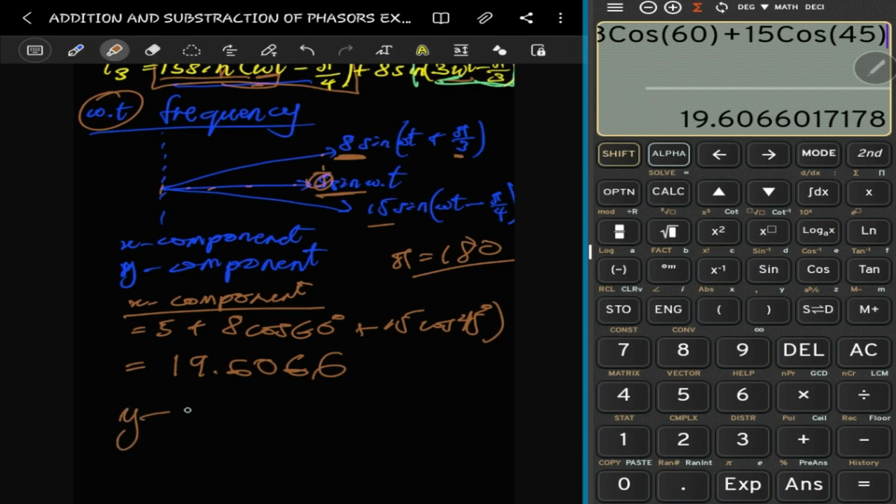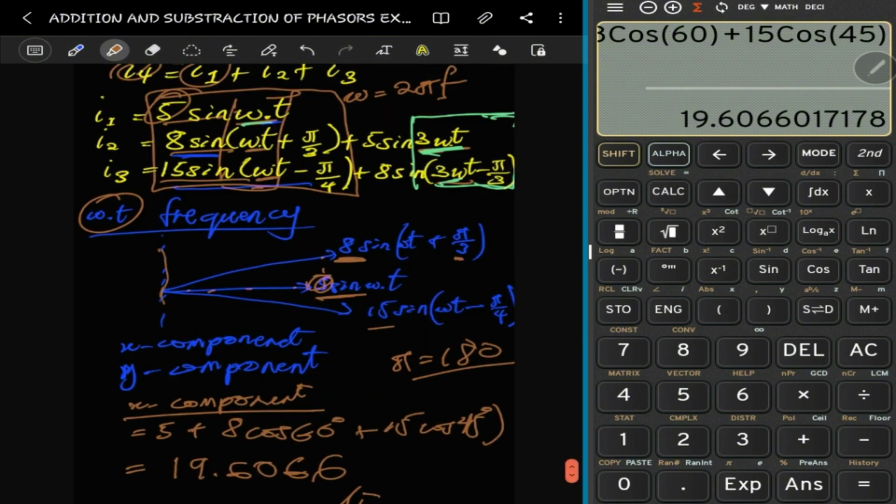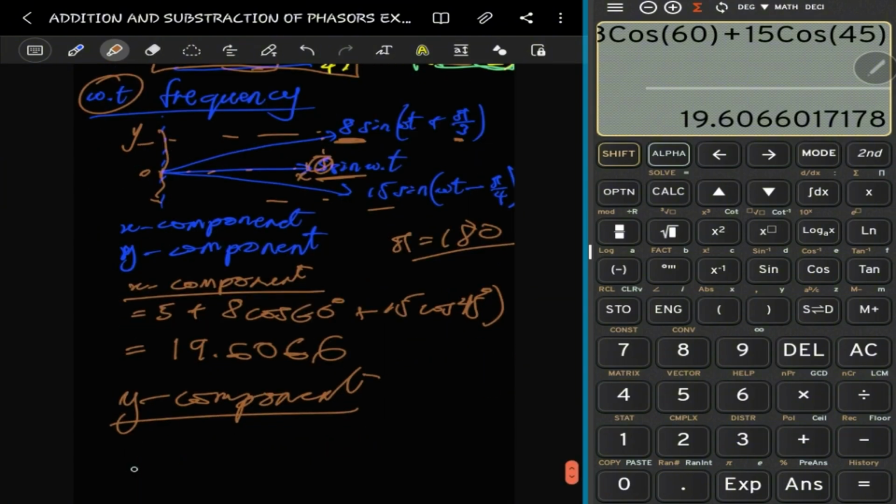So now we go to the y component. Looking at this phasor right here, if you want the y component, you have to trace this to this, and this to this. There's the y-axis and this x-axis, and this 5 here will just be here, which will be 0 for the y component. And then for this 8 here, the y component is 8 sine 60 degrees. And then what do we have? Let's pay attention to this.